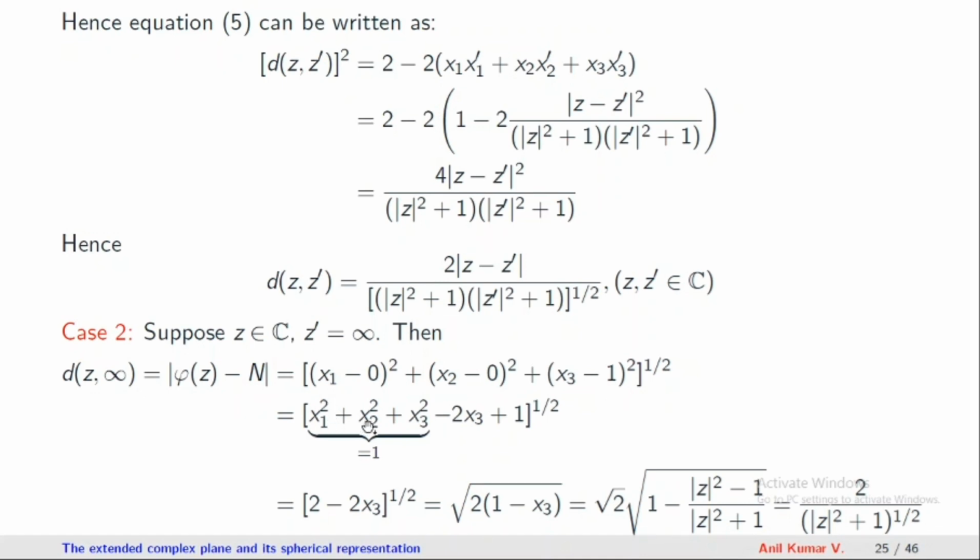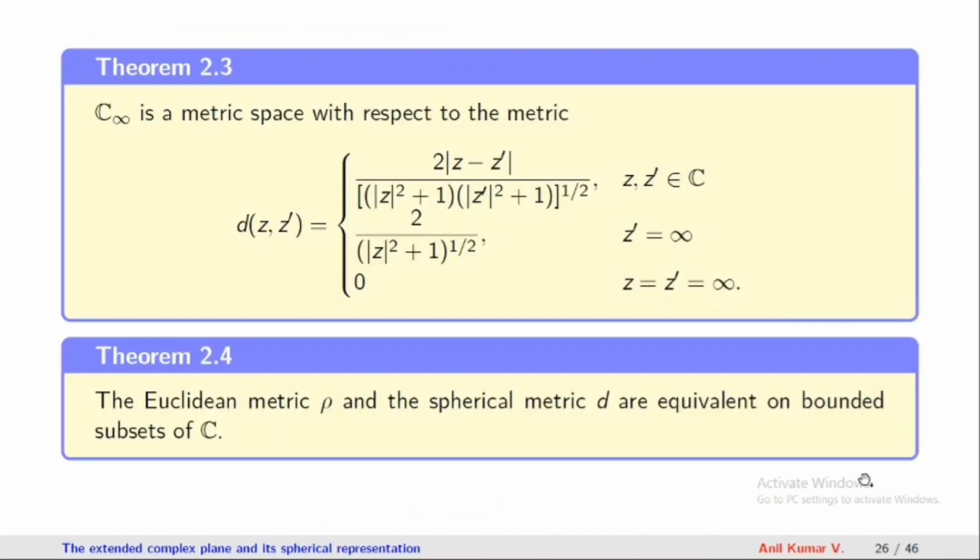But x1 square plus x2 square plus x3 square is equal to 1, since the triplet x1, x2, x3 is a point on the unit sphere. So this is equal to 1. So this expression becomes square root of 2 minus 2 x3. But from equation 2, we can substitute the value of x3. After simplification, we obtain the distance between z and infinity is equal to 2 divided by square root of mod z squared plus 1.